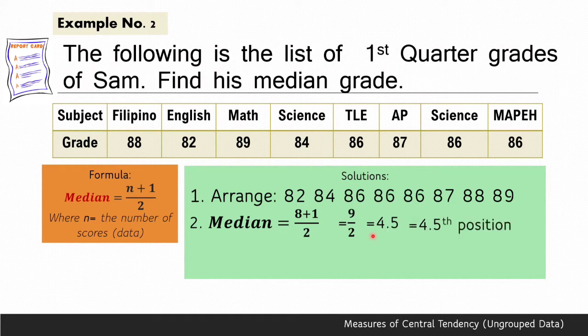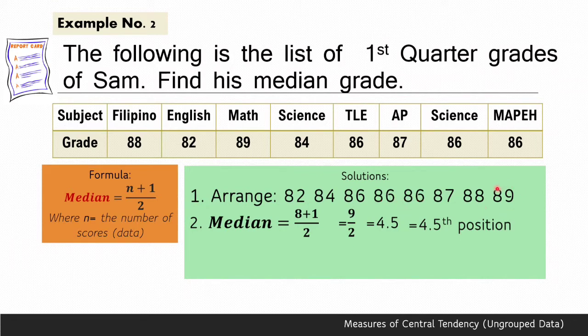The 4.5 is the position, okay? Where can we find this? It's in between the 4th and the 5th position. So let's count. This is the first number, 1st, 2nd, 3rd, 4th, and 5th. These are the numbers in the middle, so 4th and 5th.